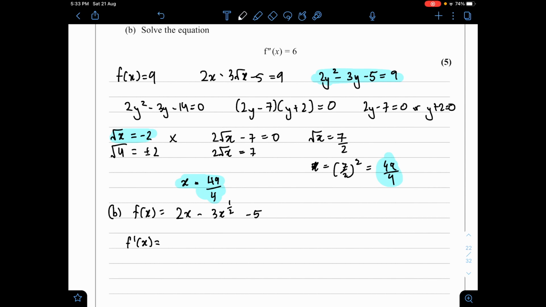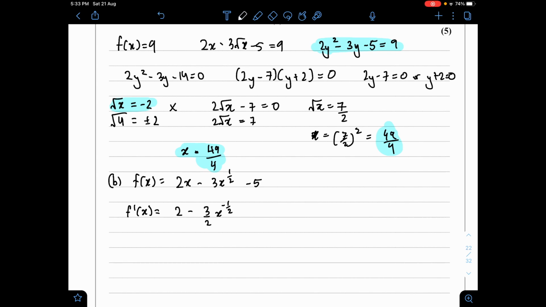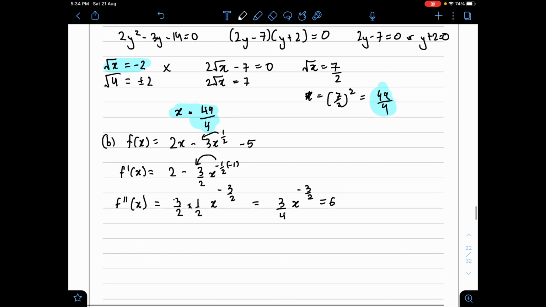So what do you get? We get 2 minus, so the half goes down, so 3 over 2 x to the power minus half. And that's it. Okay, so what if we differentiate it twice? This goes down again, and we take 1 away from the power. So minus 3 over 2 times the half, so it will be 3 over 2 times 1 over 2, and x to the power minus 1 minus half, so that's minus 3 over 2. You can simplify this: 3 over 4 x to the power of minus 3 over 2. This equals 6.